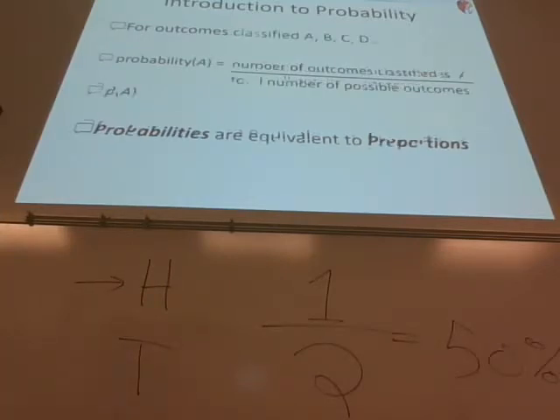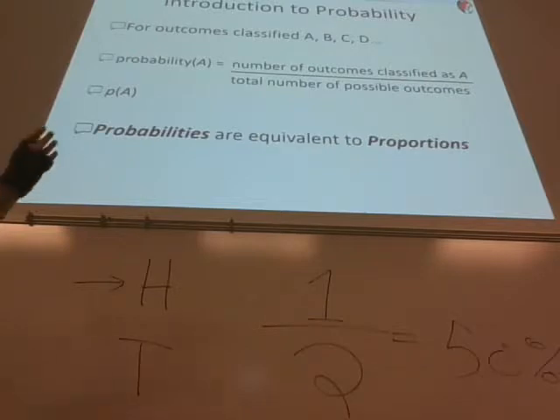If you have a number of different outcomes, so we got outcomes classified as A, B, C, D, all the way through all the different outcomes, the probability of a single outcome occurring is the number of outcomes that are classified as that outcome divided by the total possible number of outcomes. So don't worry too much about that. I just wanted to point out this notation here.